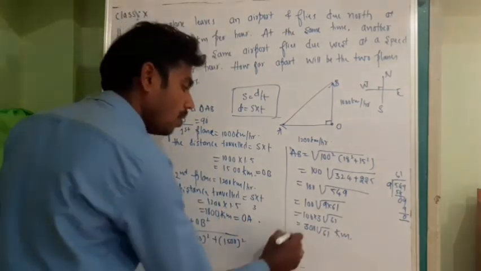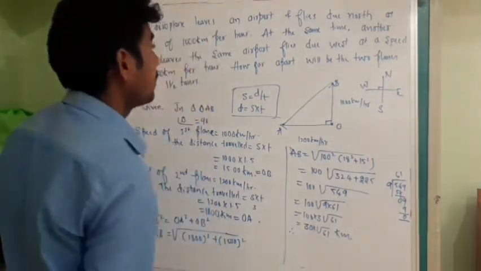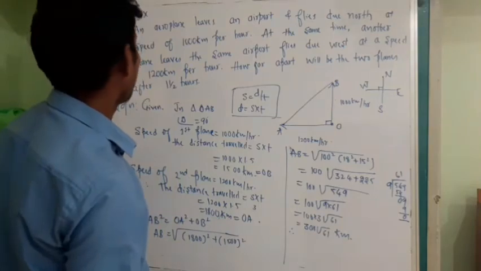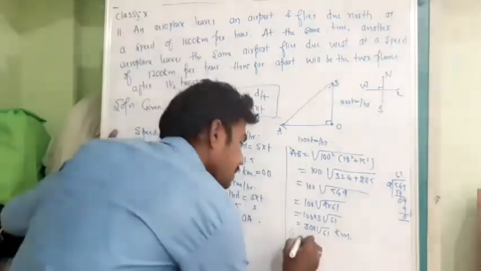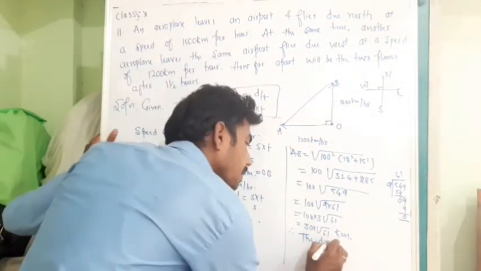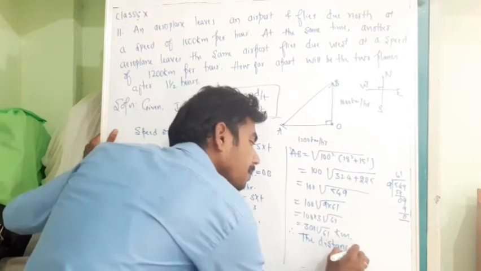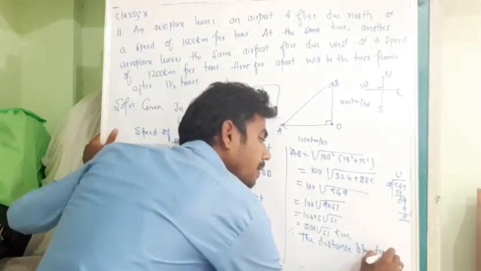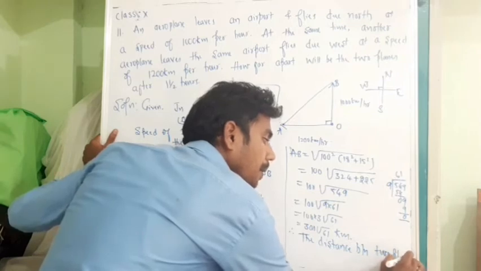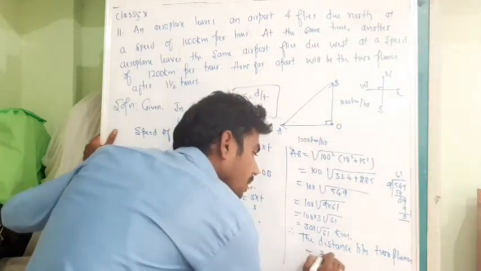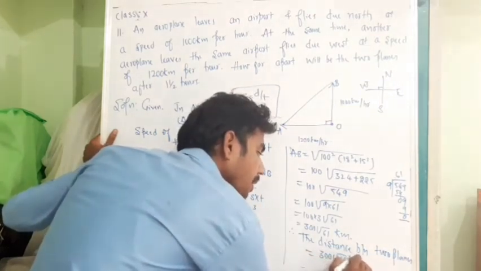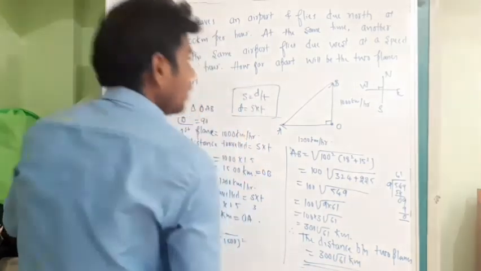kilometer. Therefore, the distance between two planes is equal to 300 root of 61 kilometers. That's it. Please note this down.